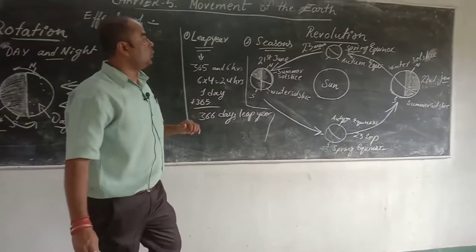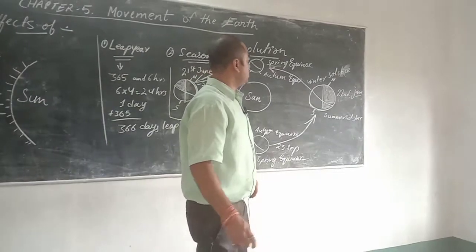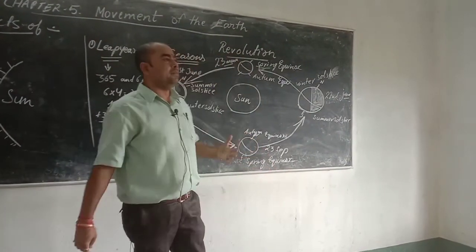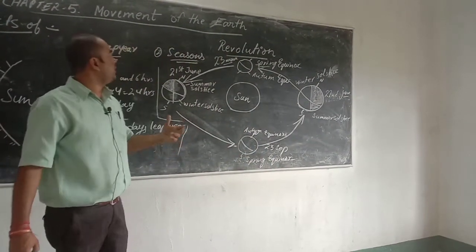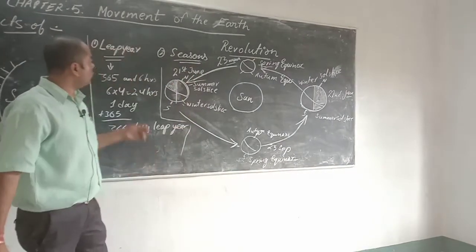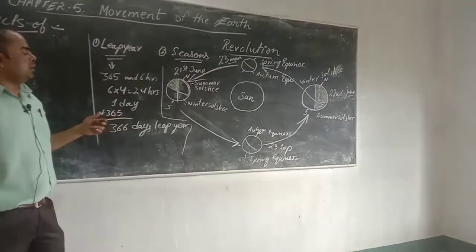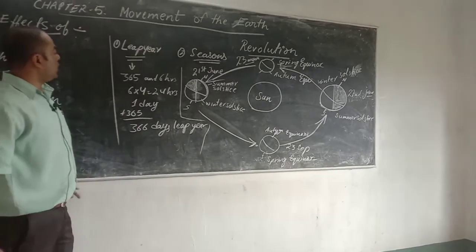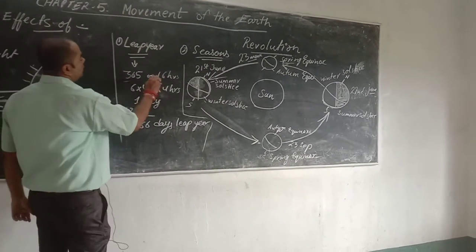Now let's come on to effects of revolution. So generally there are many effects. Out of that, two main ones we will be understanding. One is leap year, another one is seasons. What is leap year? In 1 year, we are assuming that it is 365 days.